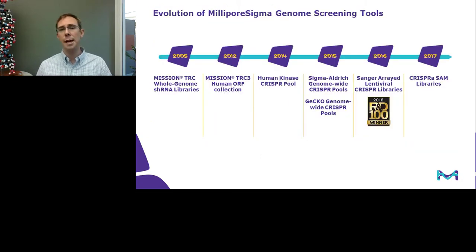So Sigma Aldrich, and now MilliporeSigma, has a long history of expertise in functional genomics screening tools. Starting over a decade ago with our Whole-Genome shRNA libraries, our portfolio has grown, often through collaborations with leaders like the Broad Institute and the Wellcome Trust Sanger Center. And we were one of the very first to offer CRISPR reagents and received multiple awards over the years for our innovations and offerings in CRISPR epigenetics and CRISPR screening tools.